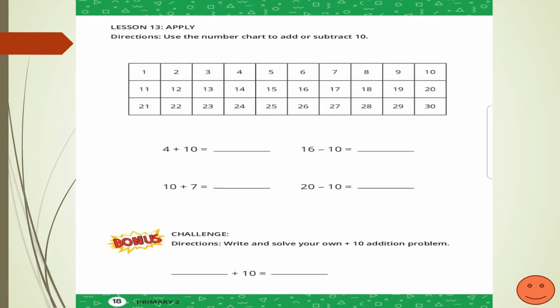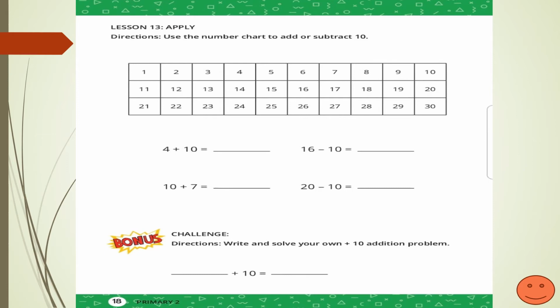Lesson 13, the apply part. Now, my dear students, look carefully at the following number chart to add or subtract 10. Here we have numbers written from 1 to 30. They are written sequentially, like 1, 2, 3, 4, 5, 6, and so on till 30.